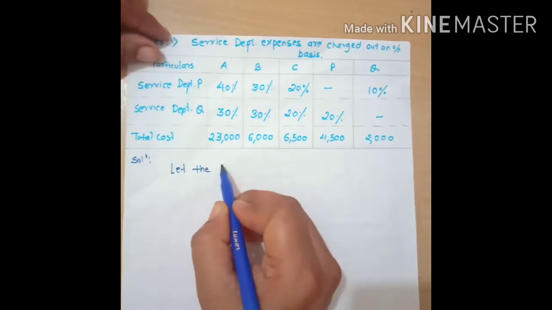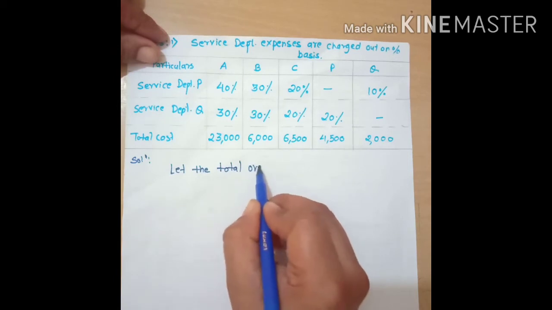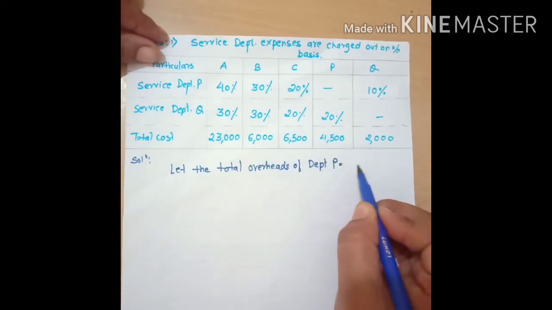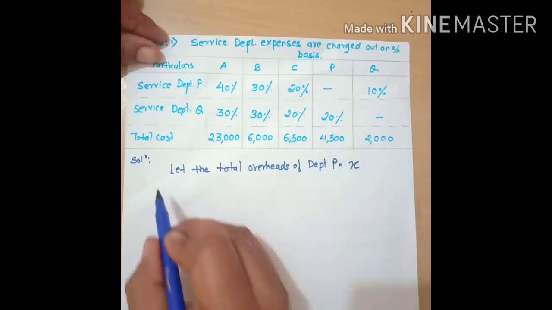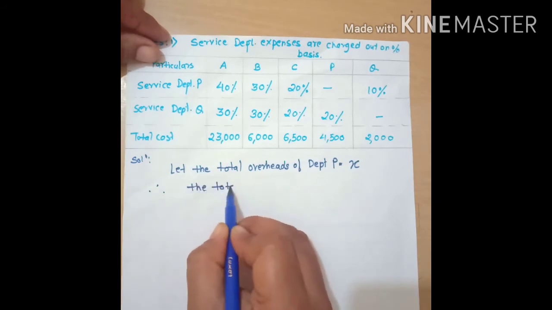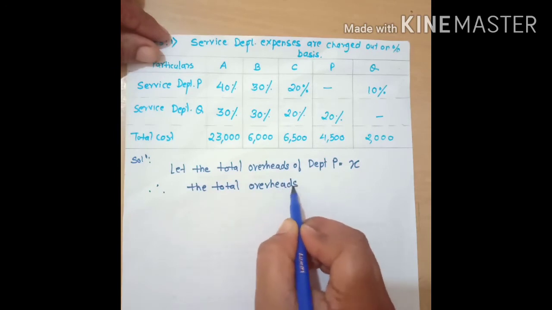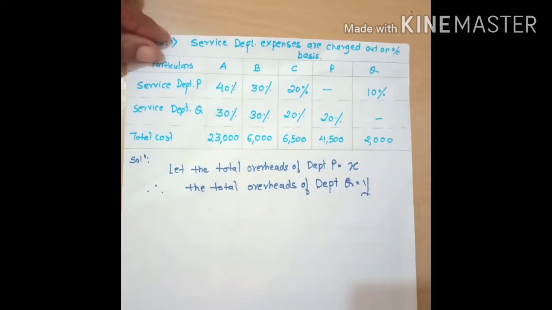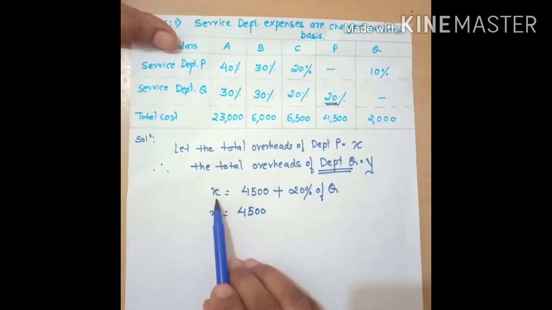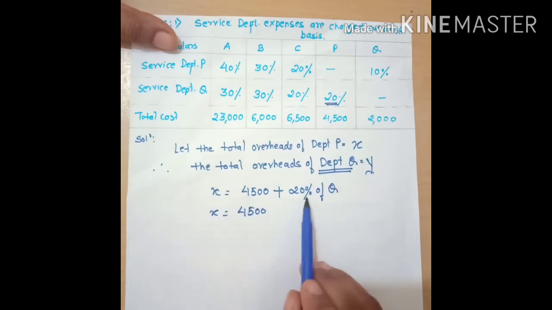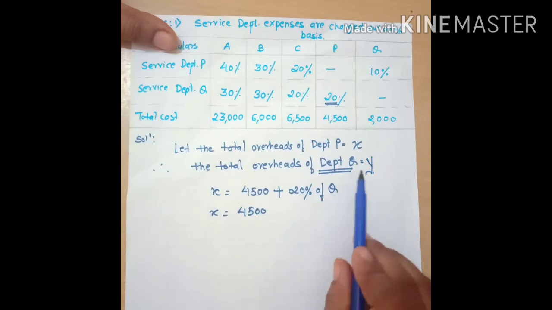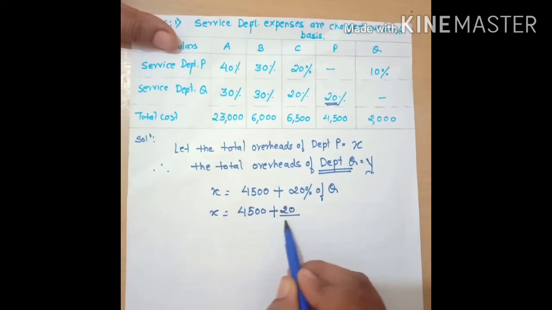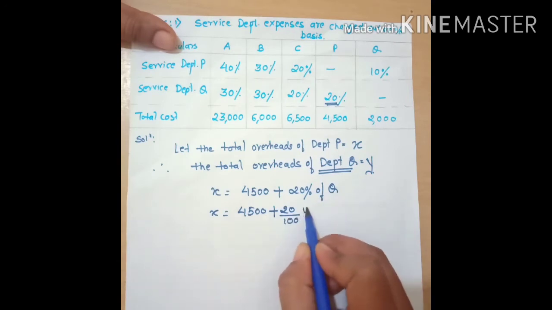let the total overheads of department P be X. Therefore, the total overheads of department Q be Y. If we go further, X is equal to 4,500 plus 20% of Q. This Q is denoted by Y. So in a further step, we will write 4,500 plus 20% means 20 upon 100 of Q. So instead of writing of Q, we will write Y.